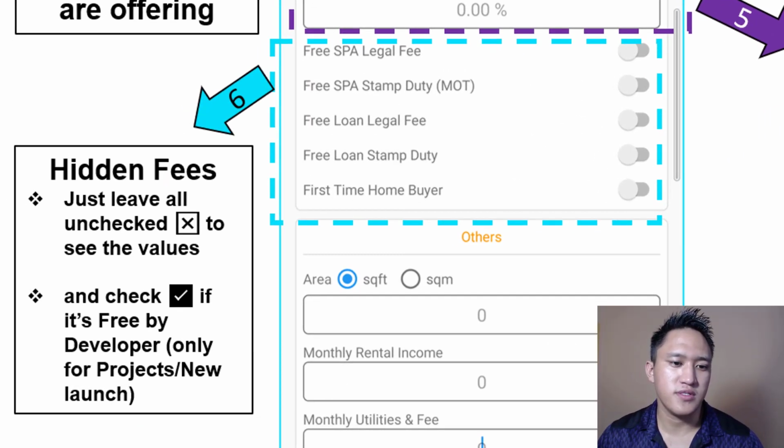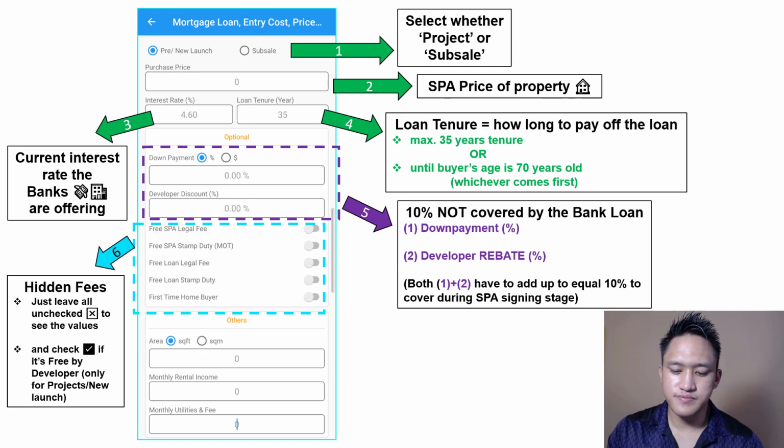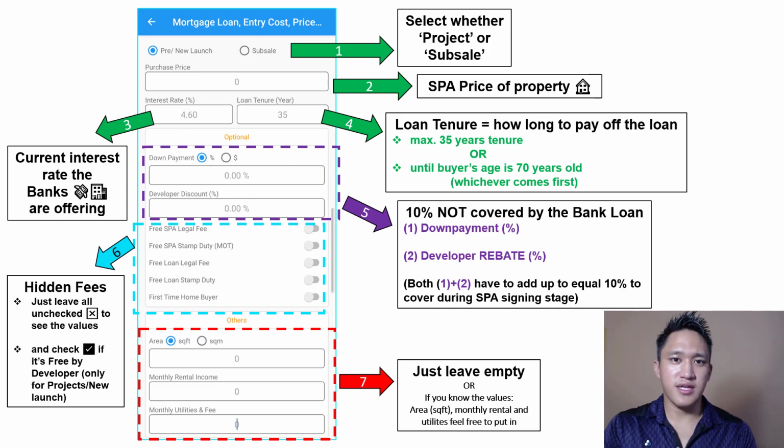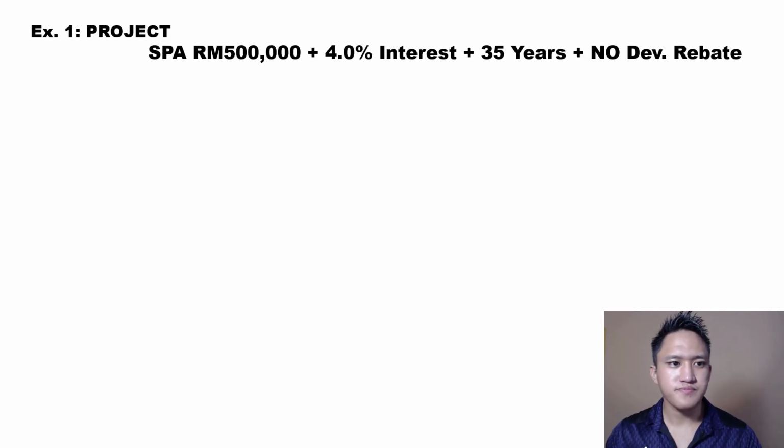Now these are the hidden fees, the ones that I mentioned to you in the previous video. Now just leave all of them unchecked to see all of the values, but after you've used this, and if let's say you're buying a project and the developer gives them for free, just check each one. Now for this part, just leave it empty. The area, the monthly rental income, and also the monthly utilities, you can put these values if you know them, but our main goal is to see the hidden fees, so just leave them empty.